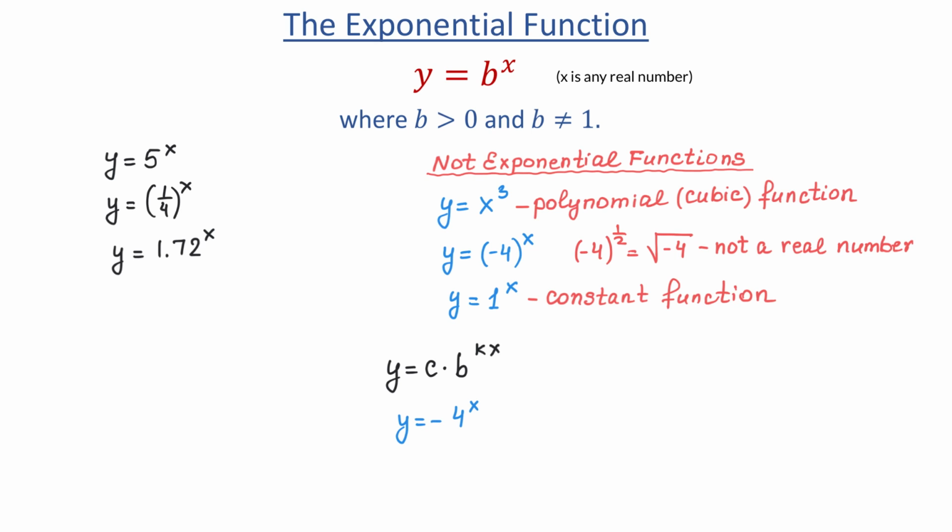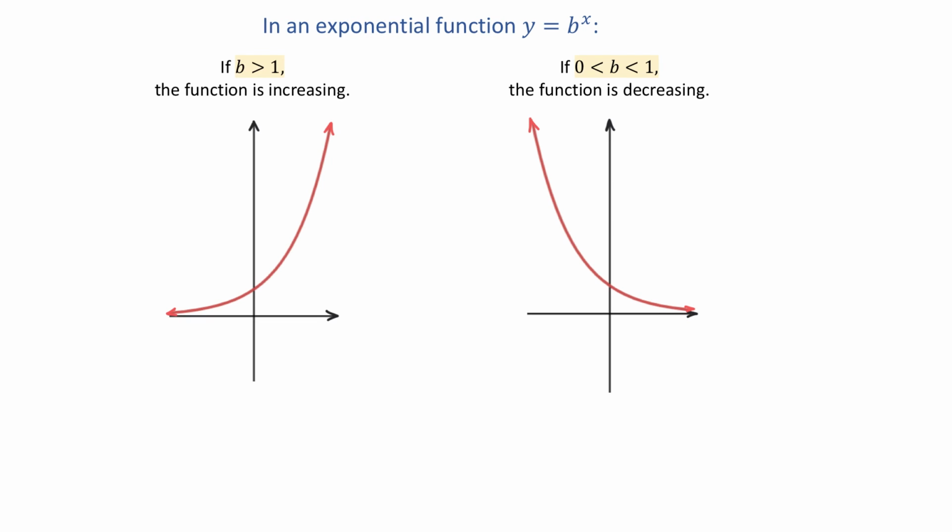Now let's talk about the graph of an exponential function. If in the function y equals b to the x power b is greater than 1, then the function is an increasing function. And this means that the graph will rise to the right. But if the base b is a number between 0 and 1, then this function is a decreasing function. Then in this case, the graph rises to the left and goes down to the right.